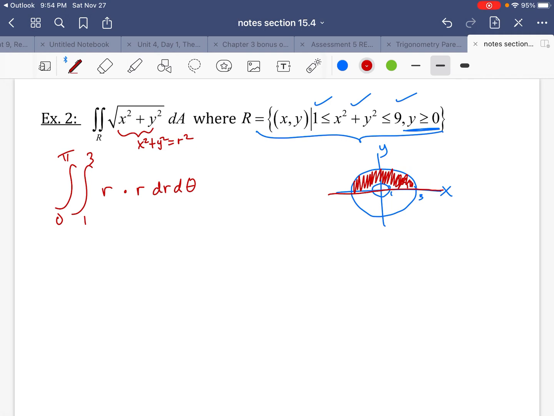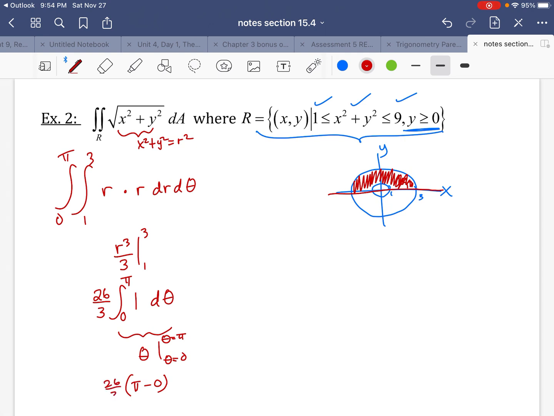All right, so I'm basically integrating r squared. So that'd be r to the third over 3. I'm evaluating this from 1 to 3. And let's see, plug into 3, I get 27 over 3 minus 1 over 3, so that'd be 26 over 3. So I have 26 over 3, integral from 0 to pi. There's nothing left to integrate there but a 1, and then I have d theta. So remember when we integrate 1 right there, I'll write it this time, but I'm going to get basically theta, and I'm evaluating this from theta equals 0 to theta equals pi. So when I do that, I plug in pi, then I plug in 0, and I subtract them. So I get pi minus 0, and then times 26 over 3.